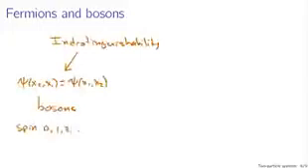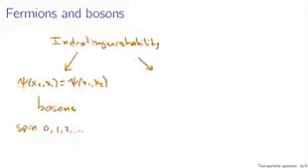Essentially, indistinguishability has a couple of consequences. First of all, if I have the plus version, the symmetry under exchange, essentially psi of x2, x1 equals psi of x1, x2, my exchanged version is equal to my original version. This is the case for bosons. And bosons were the particles that we talked about earlier that had integer spin, 0, 1, or 2, etc.